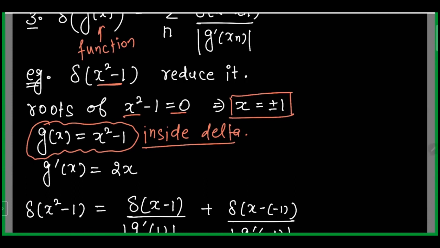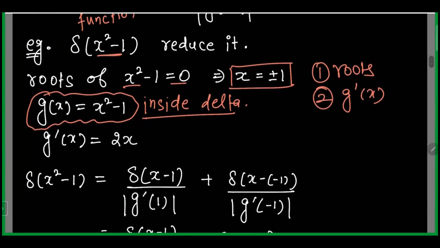So this is my first step. First step is finding roots. Second step is find the derivative. So whatever g(x) is given to you, just find the derivative of that. If you find the derivative of x square minus 1, I hope you all know the differentiation, you will get 2x. Now you are all ready. Now let's look at the formula.